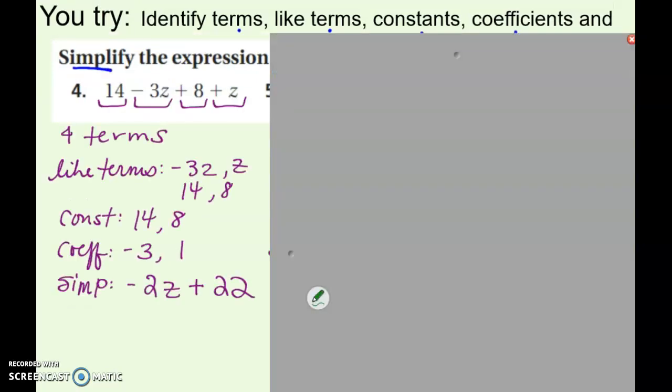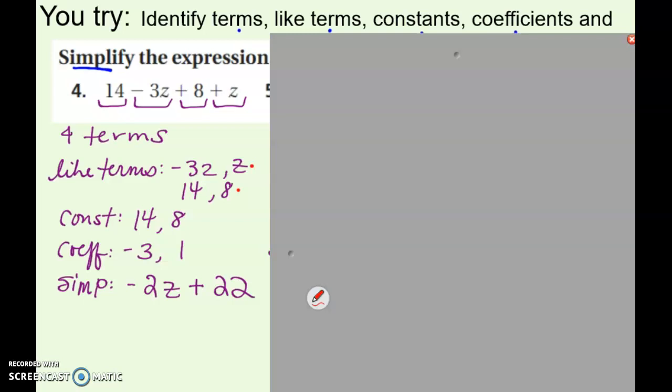Okay, let's check over these together, but you should have filled it in on your own. Number 4 here has 4 terms. Okay, the like terms, well, I have z's that go together, and I have constants that go together. So I list those both, 2 pairs, 2 different sets of like terms. The constants, plain numbers, are 14 and 8.